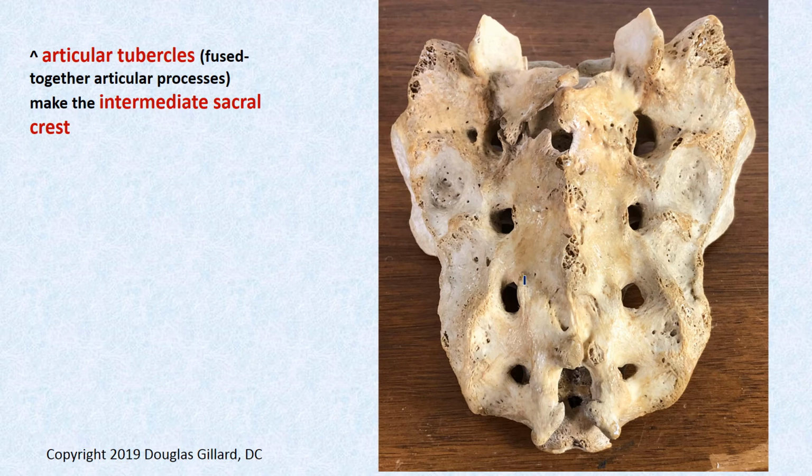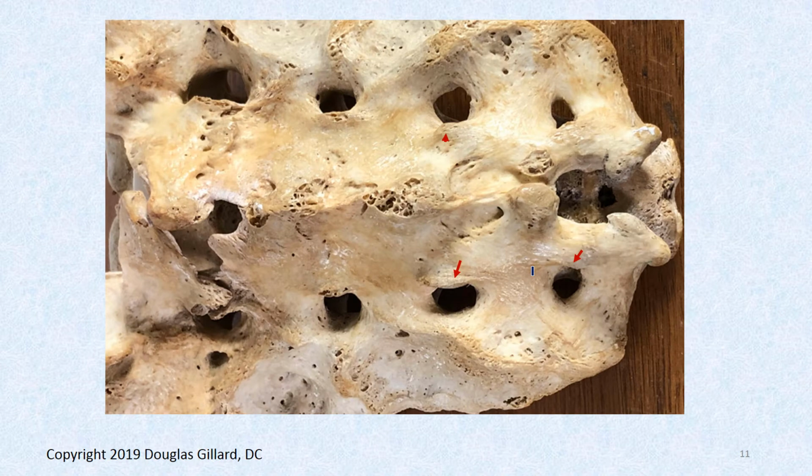So there is an intermediate sacral crest running. Let me mark it on this side because it's a little harder. But there's an articular tubercle. There's another one here. There's another one here. There's another one here. So that is the intermediate sacral crest that runs like that, just medial to these posterior sacral foramen. Right? You can see a really nice one right there. So those are articular tubercles of the intermediate sacral crest. Are we good? Good. There's another one.